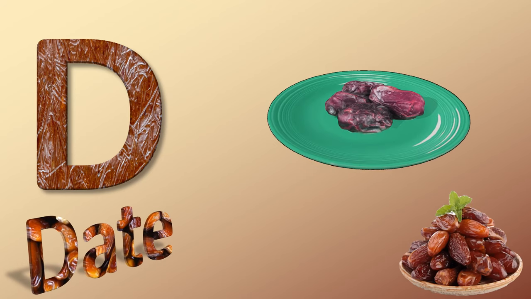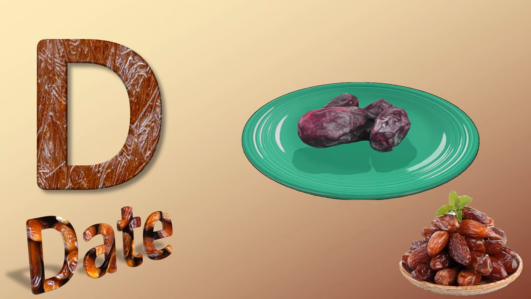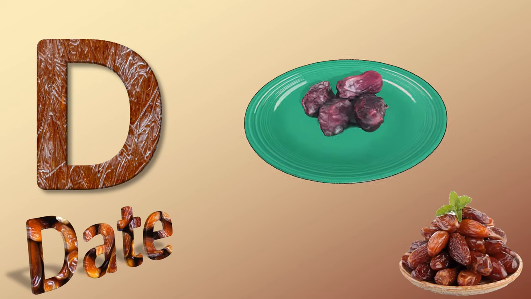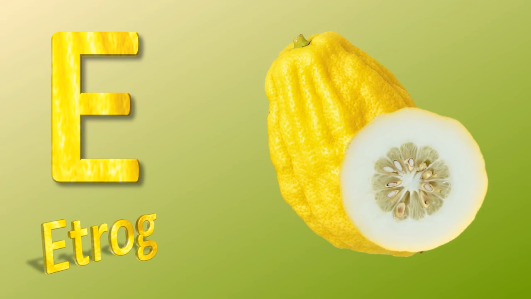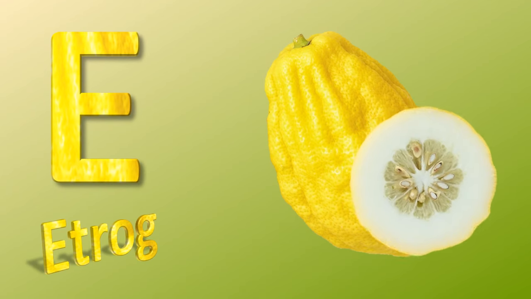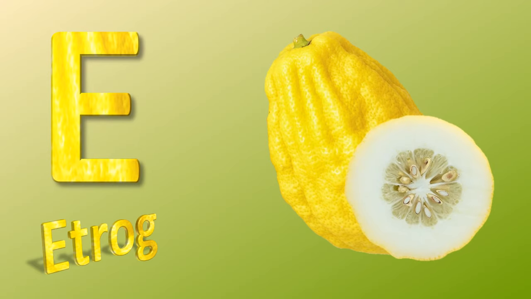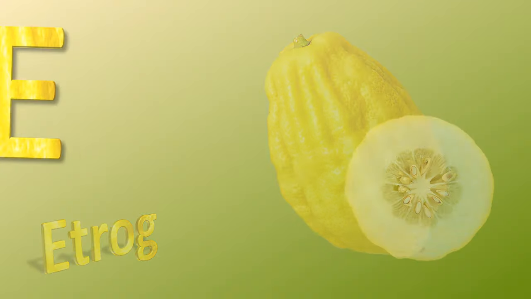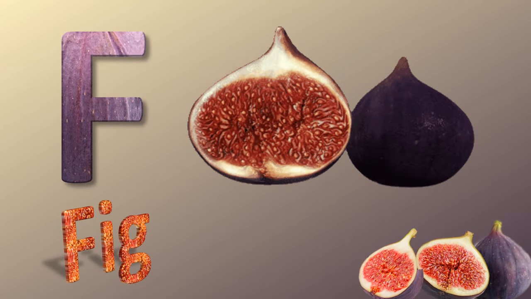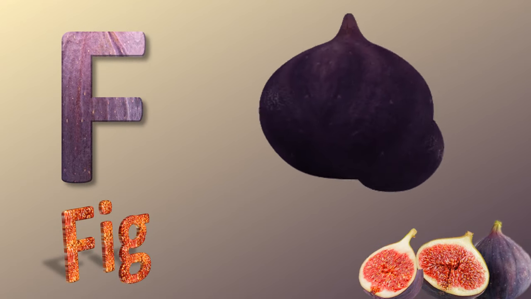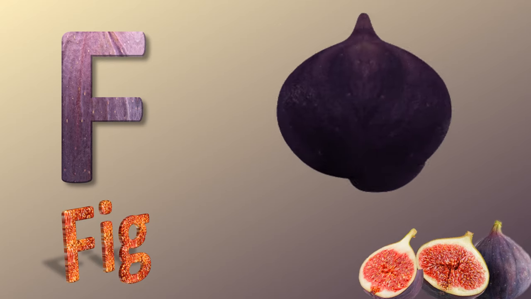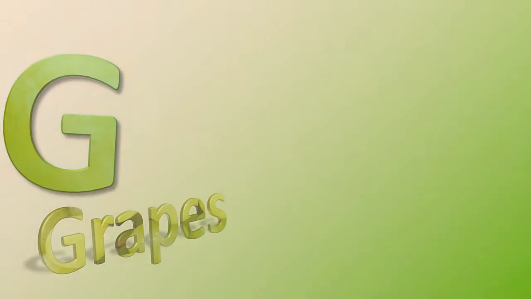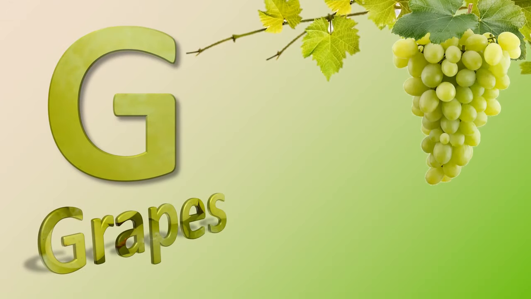D is for date. E is for eardrop. F is for fig. G is for grapes.